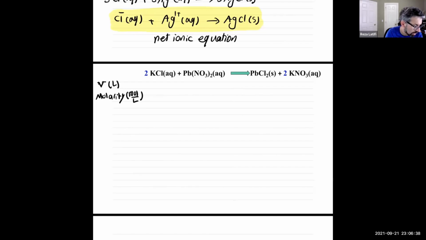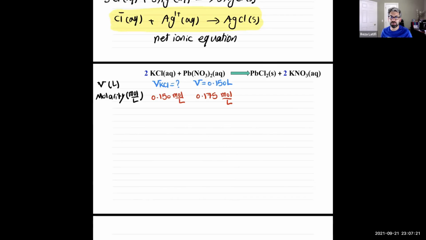Okay. Volume of KCl, I don't have it. I'm looking for the volume of KCl. So this one we don't have. For lead nitrate, the volume we have is 0.150 liter. How about the concentrations? The concentration of potassium chloride is 0.150 mole over liter, or molar, and the lead nitrate is 0.175 mole over liter.